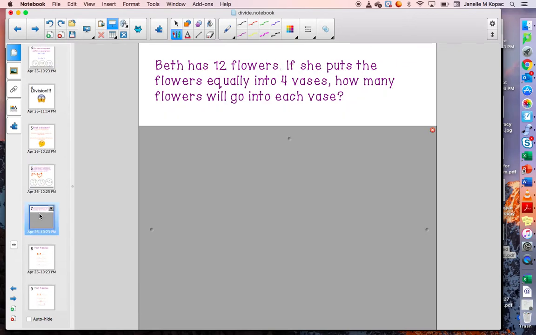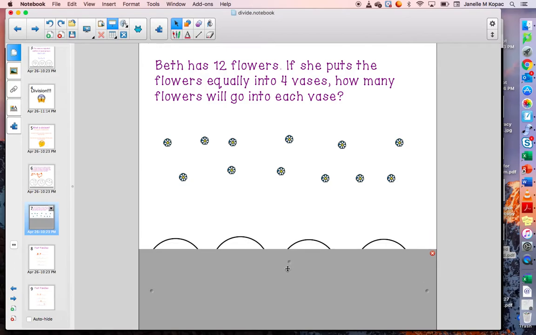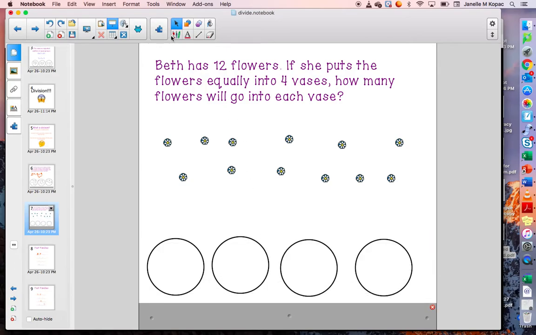Let's try another one. Beth has 12 flowers. If she puts the flowers equally into 4 vases, how many flowers will go into each vase? So here I have Beth's 12 flowers, and I'm going to sort them into her 4 vases. So I am going to do 12 divided by 4.